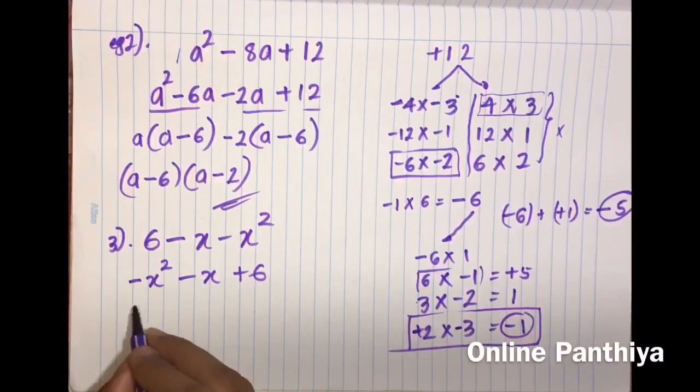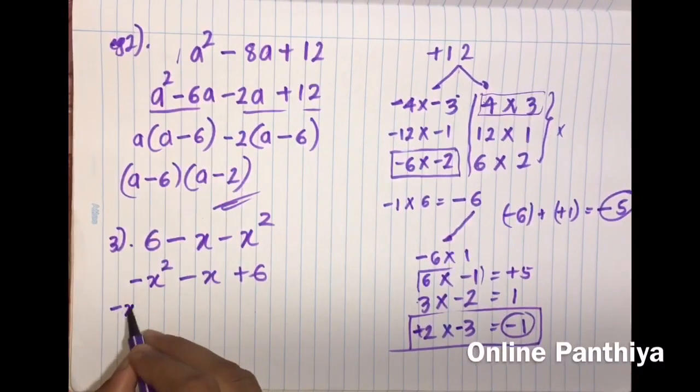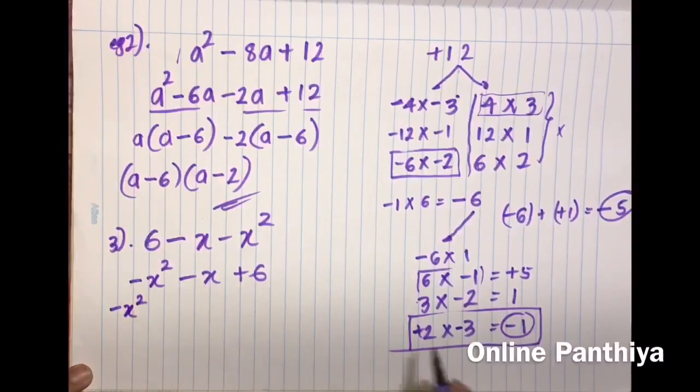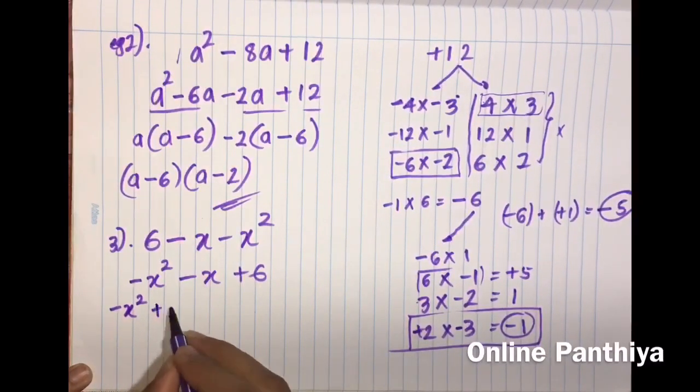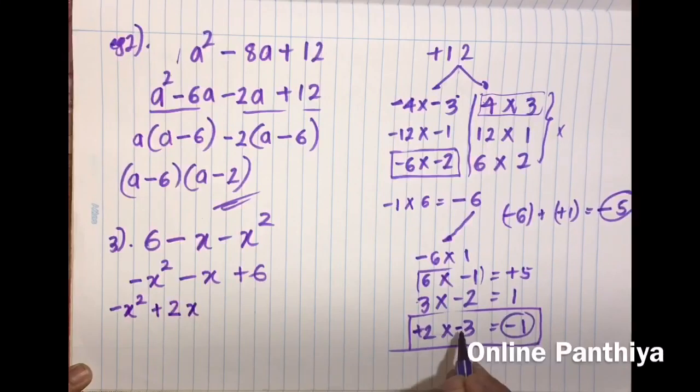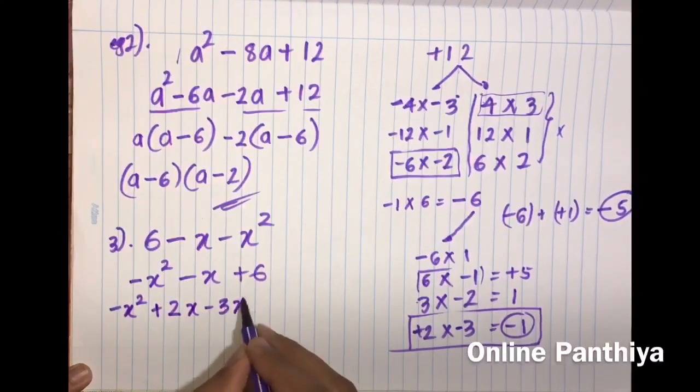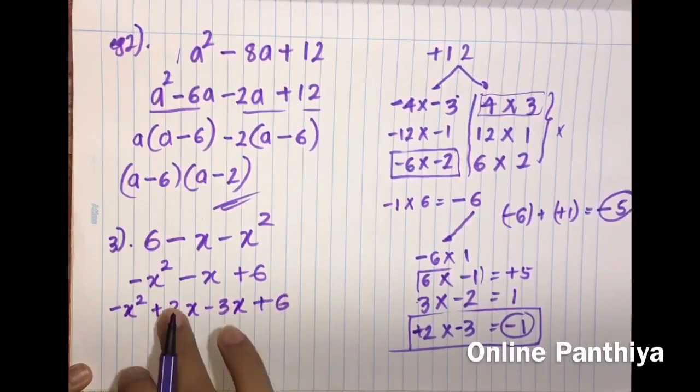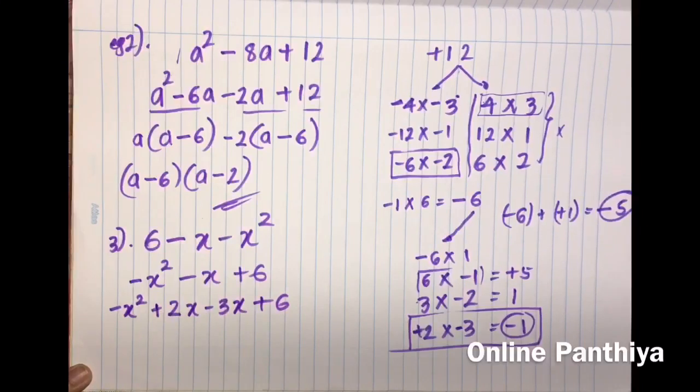Yes. So you have to replace this minus x by plus 2x minus 3x plus 6. Even if you change this and write, there is no harm. Okay. Now what is common? You can take minus x out. If you take minus x out, x is there.